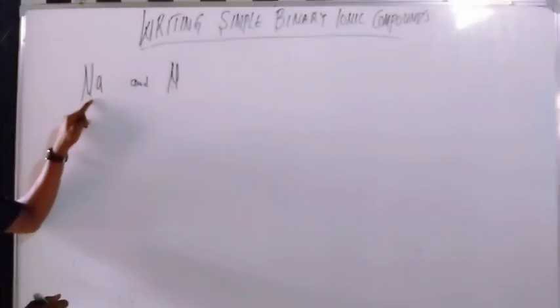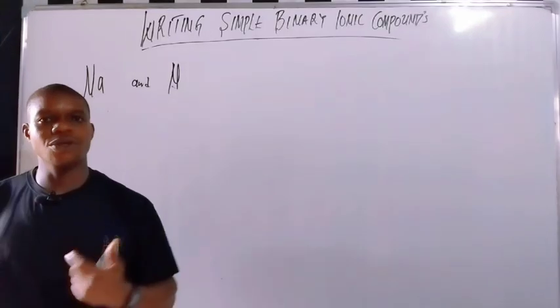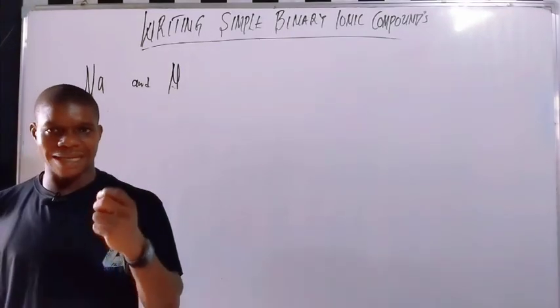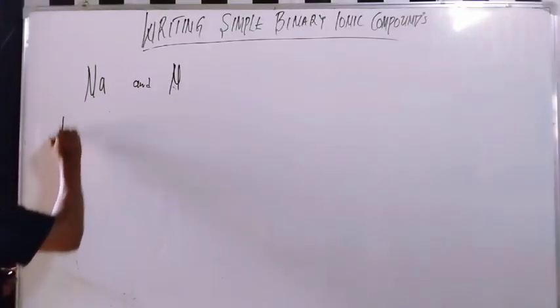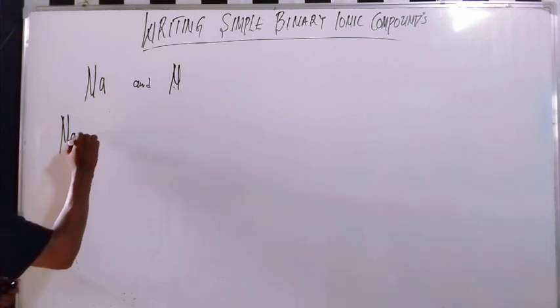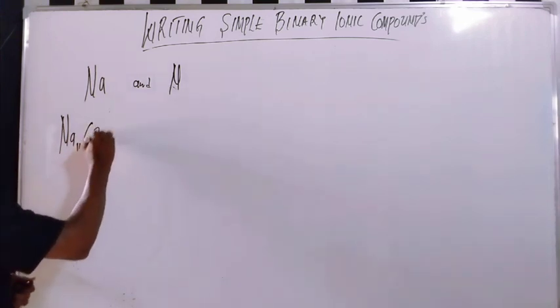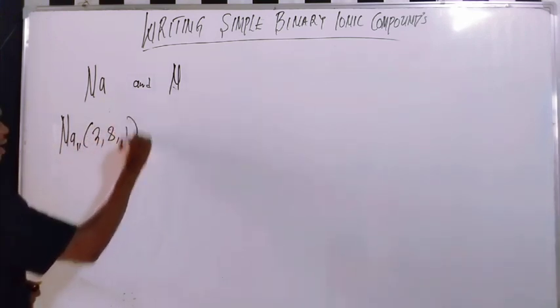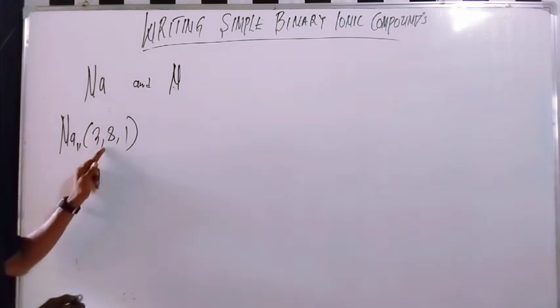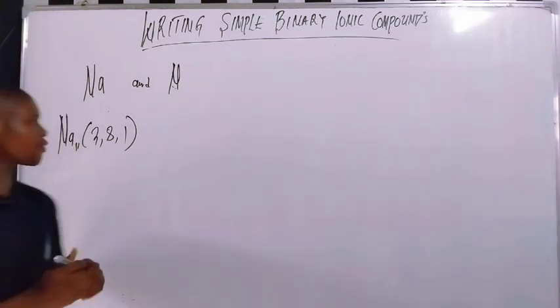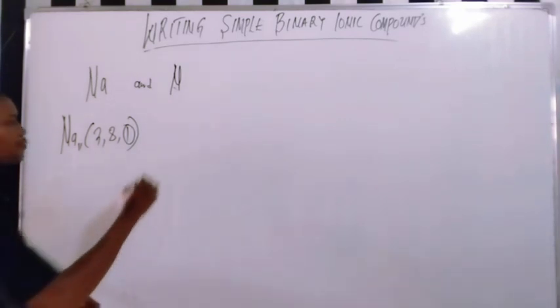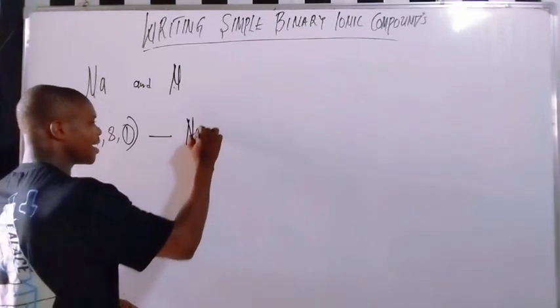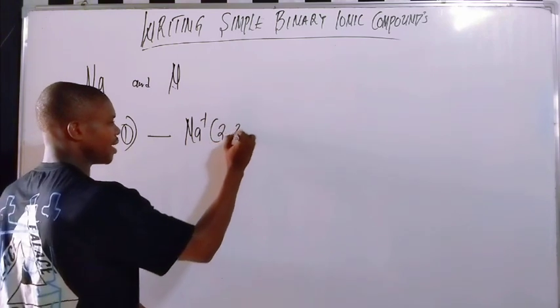So how many electrons will sodium lose to attain the octet? Do you understand? If you look at sodium here, the atomic number is 11, which is 2, 8, 1. So for sodium to obtain the octet, it has to lose this outermost electron. Do you understand? So when you lose the outermost electron, it's going to form Na plus, and it's going to be 2, 8.